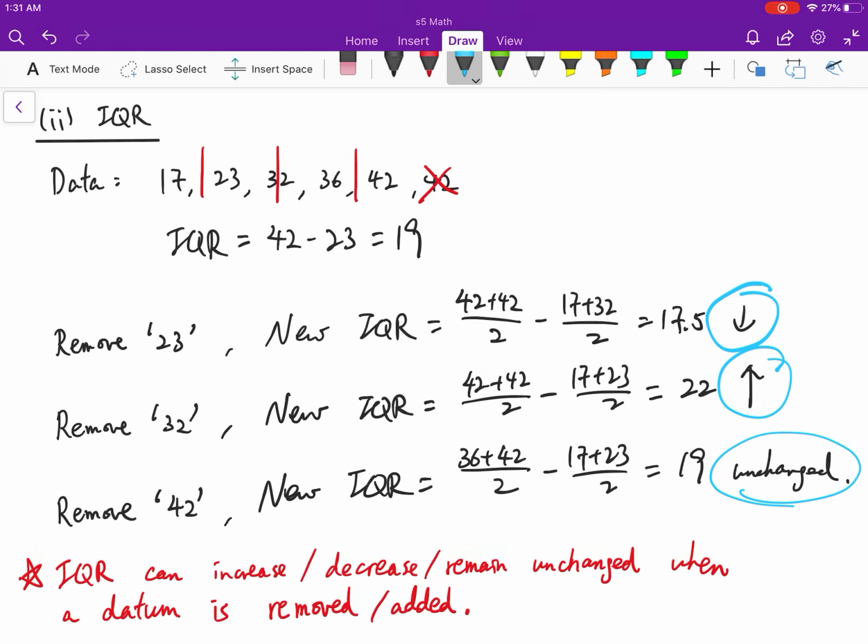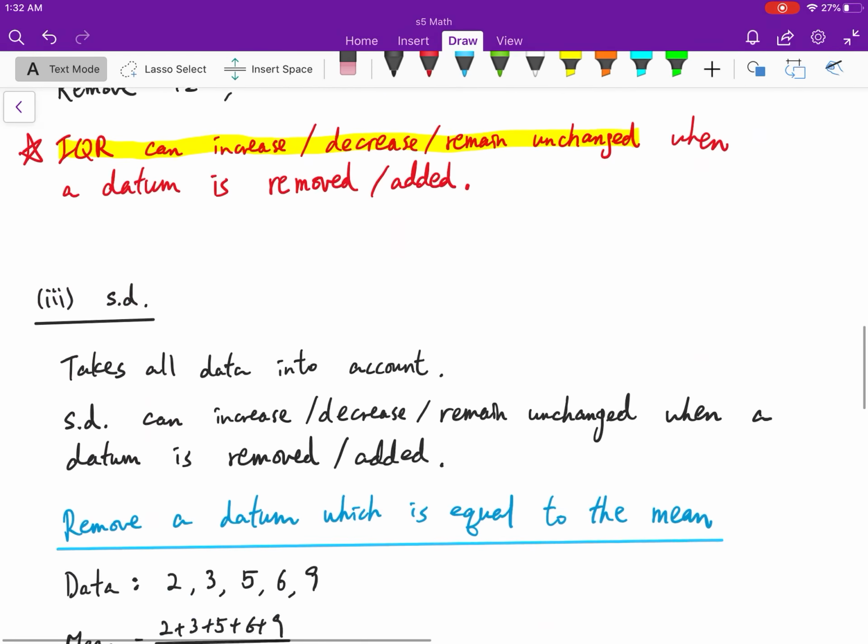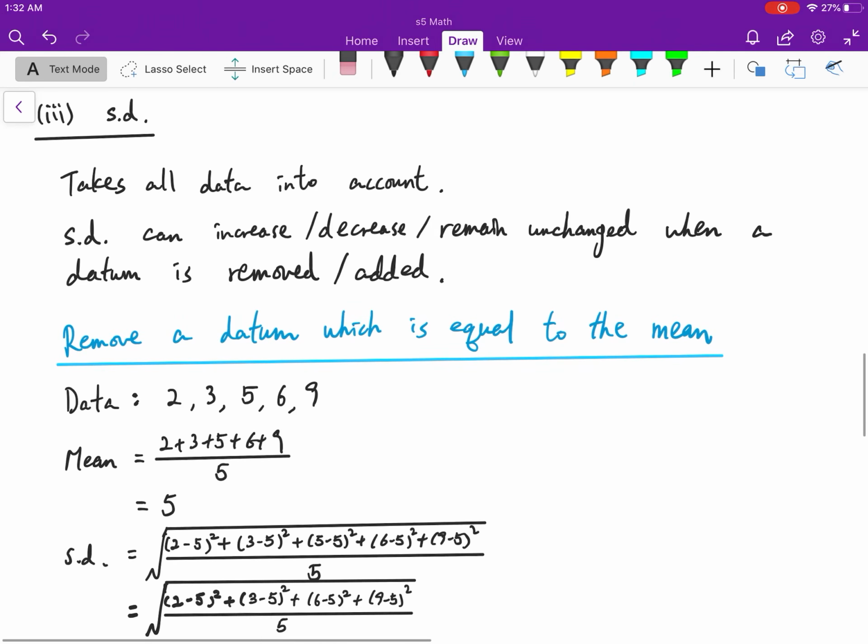So actually you see, the situation can be decreased, increased, or unchanged, and there's no pattern to observe. So we have to find it one by one. So here we come to the conclusion: IQR can increase, decrease, or remain unchanged when you remove a datum, same as when you add a datum. Here I won't show you adding the datum, but you can imagine it is similar.